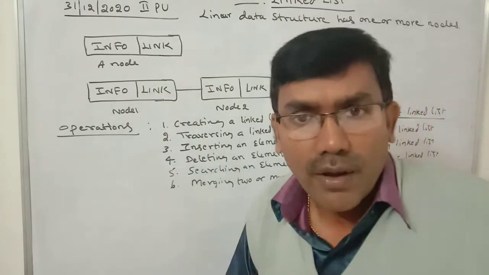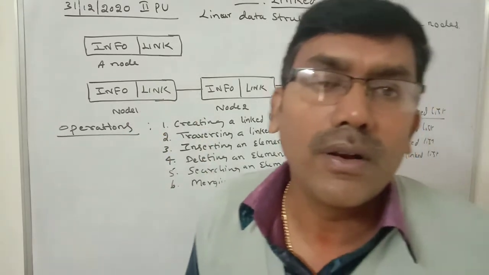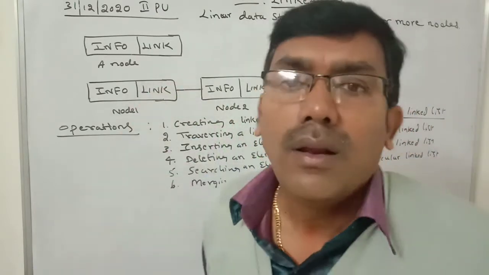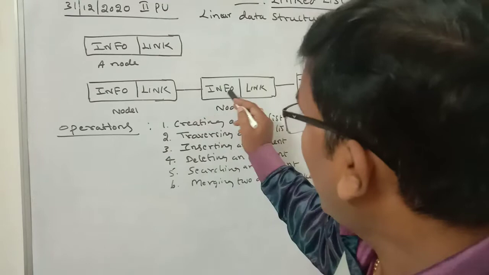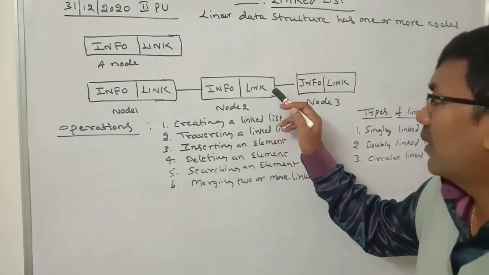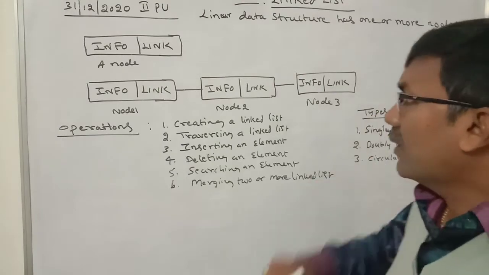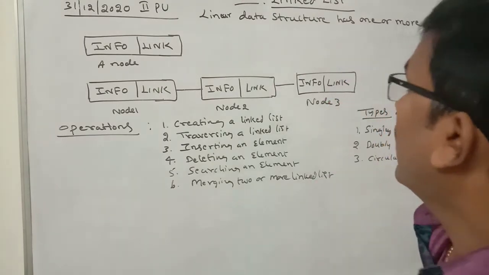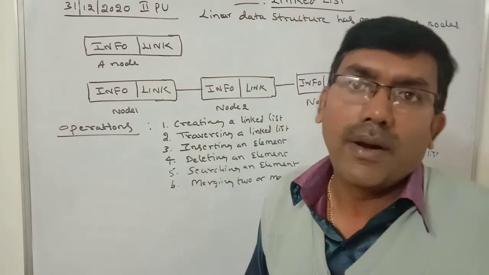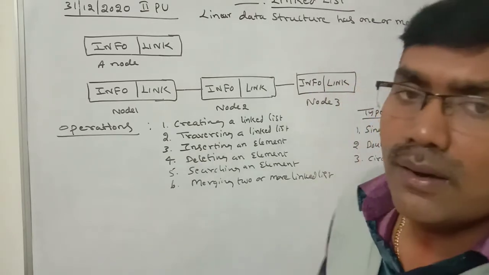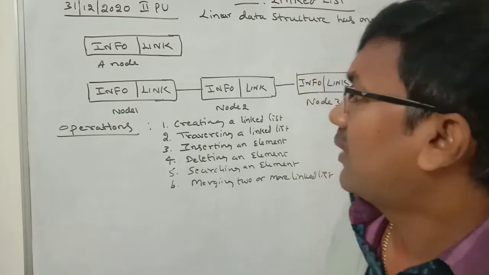One is the information part. Information is nothing but data, and the other one is the link part. The link part holds the address of the next node, and similarly this link holds the address of another node. If it is the last link, the link will have the null pointer, which says that it is the end of the list.